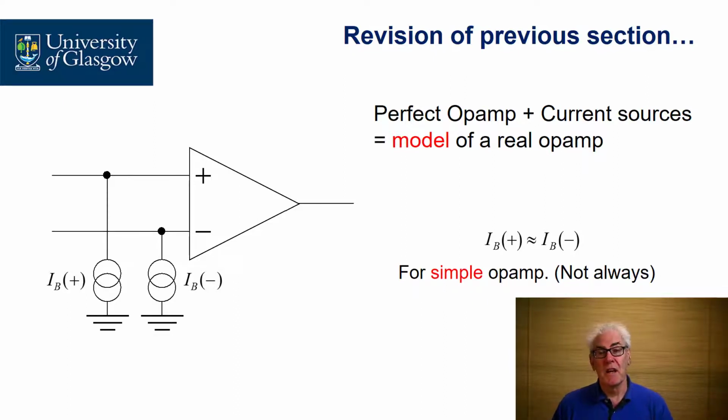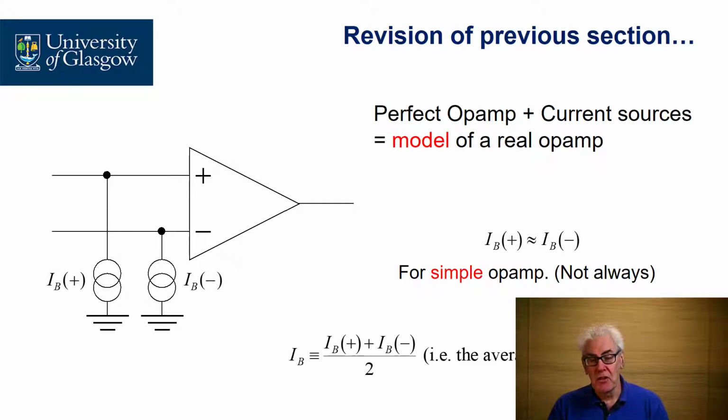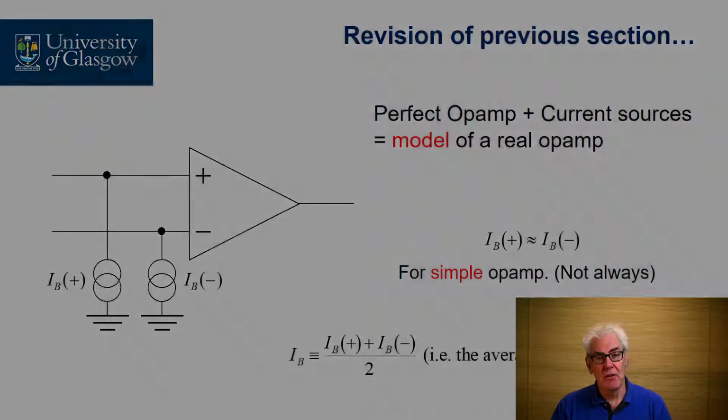We also discovered that for a simple op-amp, we can assume that the bias current into the positive input or the negative input are approximately equal. It's not always the case, but it's a good general rule. And the definition of bias current is the sum of the bias current in the positive input added to the bias current in the negative input divided by 2 to give us the average.